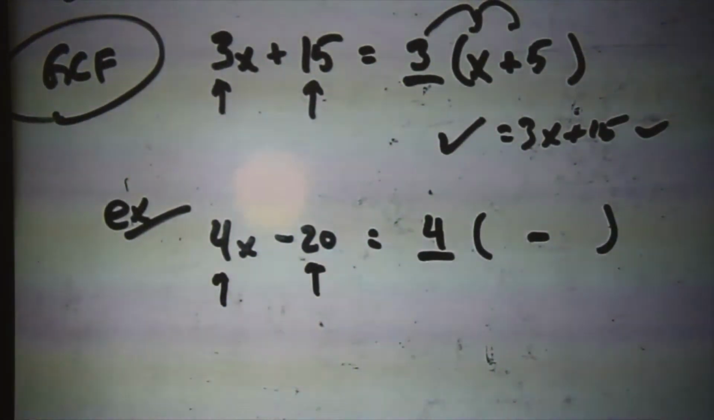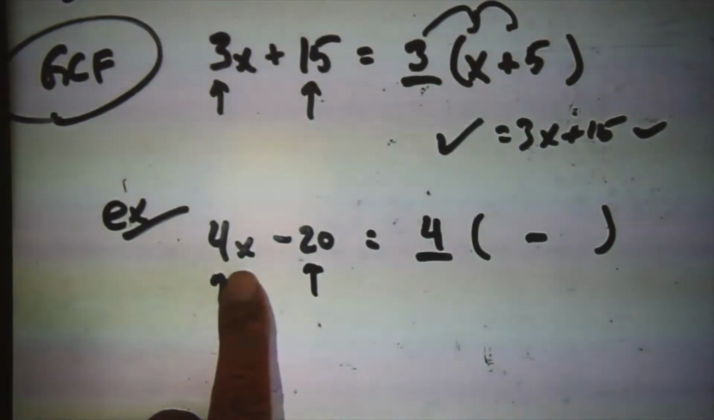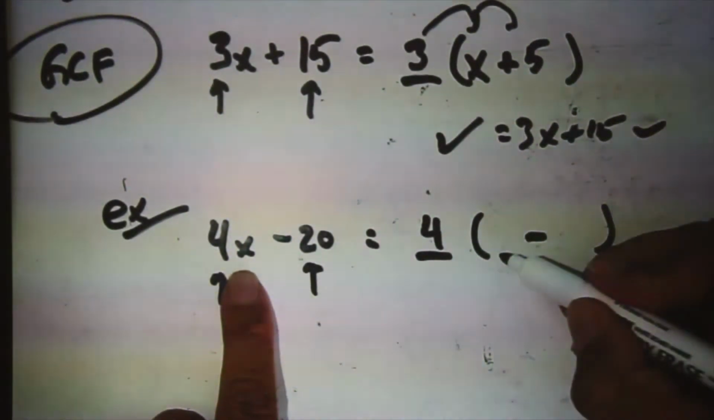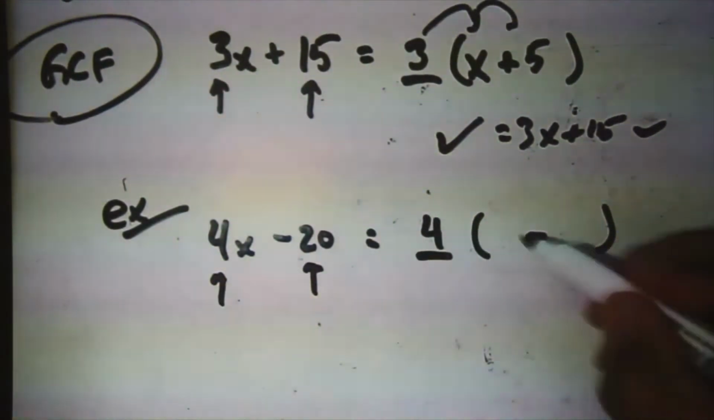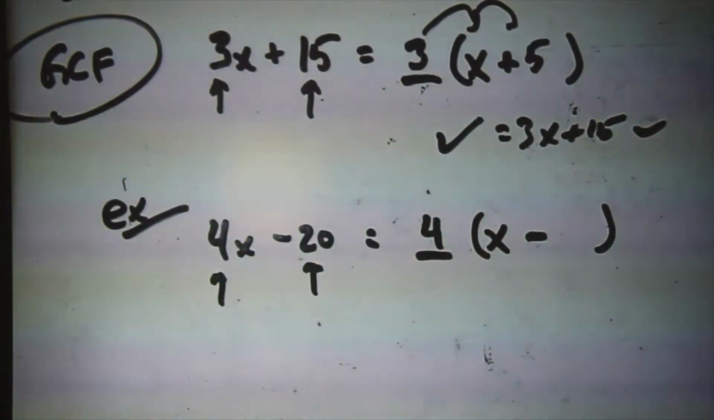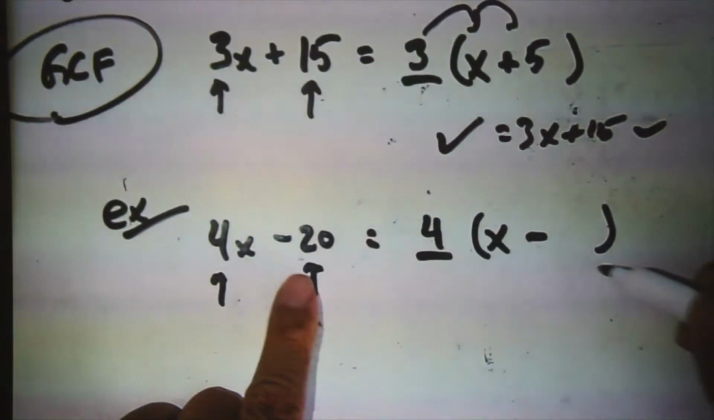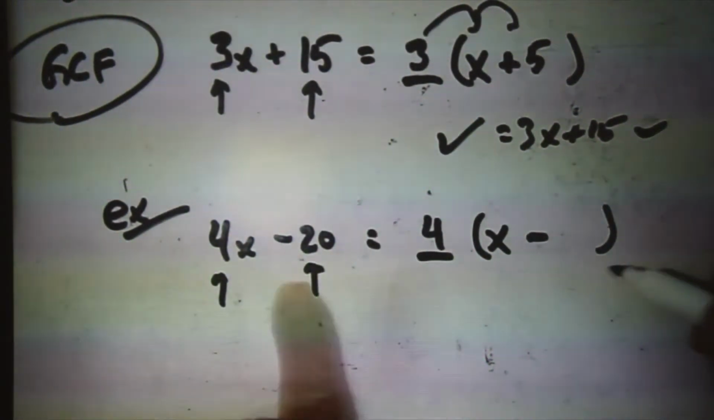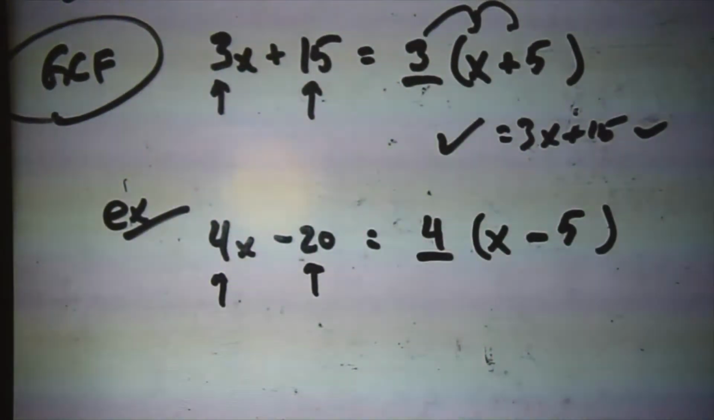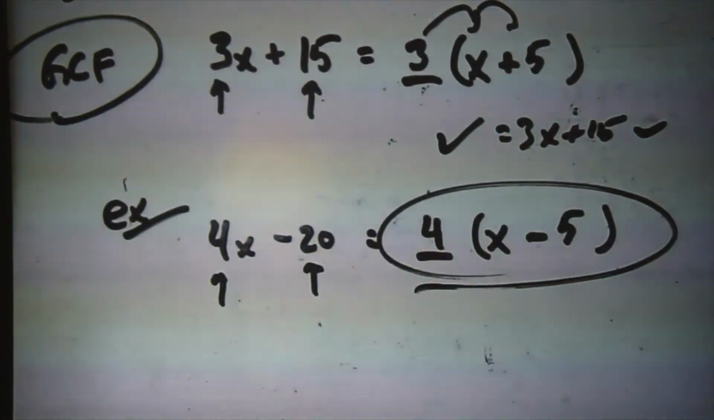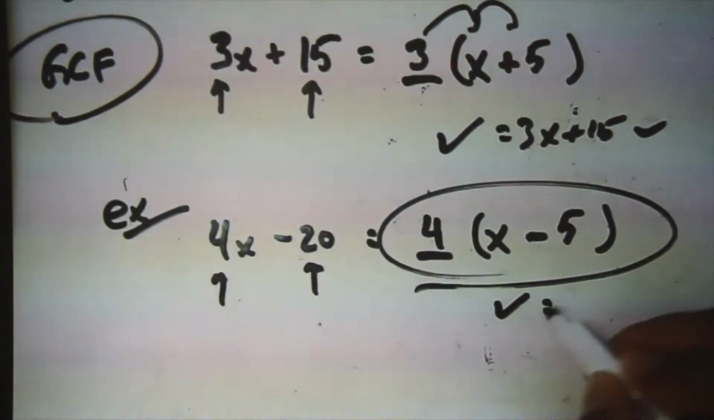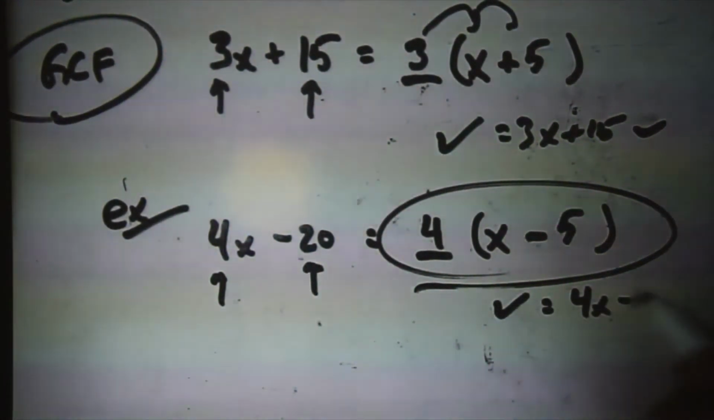Then you say to yourself, well, I got this 4x term here in this first spot. What must I multiply 4 by to get 4x? Well, namely x. And then what must I multiply 4 by to get 20? Well, it's got to be 5. And there is our completely factored form. That is our solution. And to check it quickly, if I distribute, 4x minus 20 is what I get back.